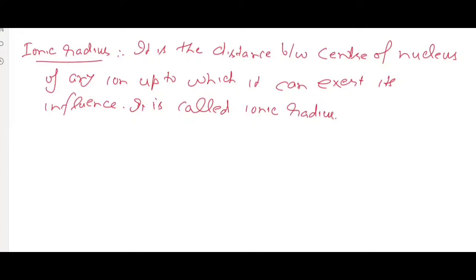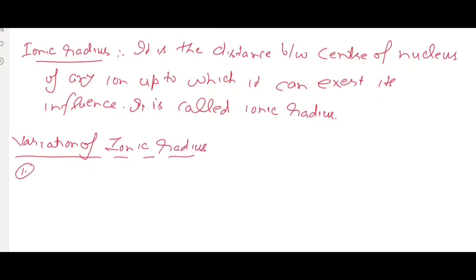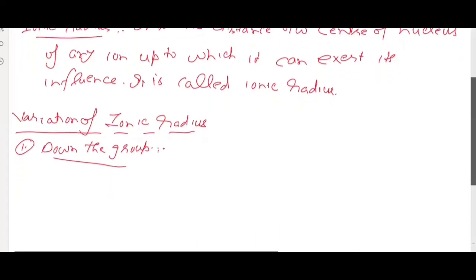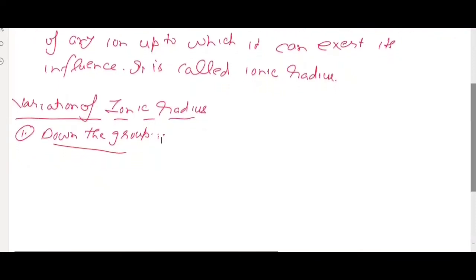Now the next topic is variation of ionic radius. First is down the group. As we move down the group, as we saw in the atomic radius topic, the number of shells will continuously increase. So when the number of shells increases, what will happen? The distance between the center of the nucleus of any ion up to which it can exert its influence will also increase. It means ionic radius will increase.